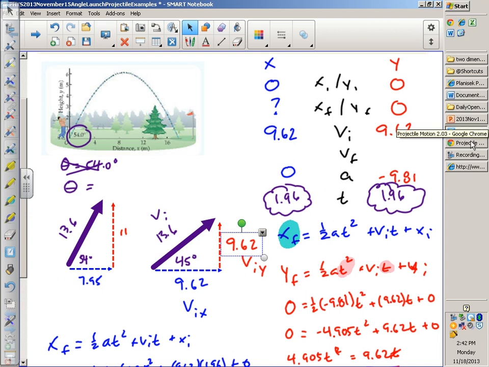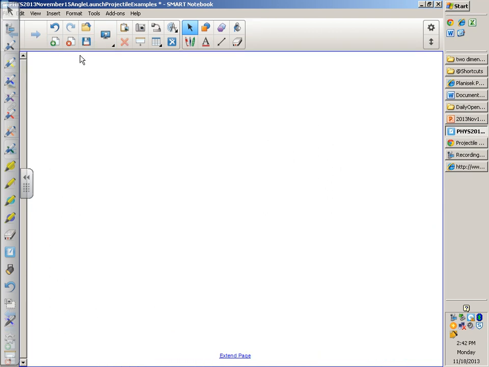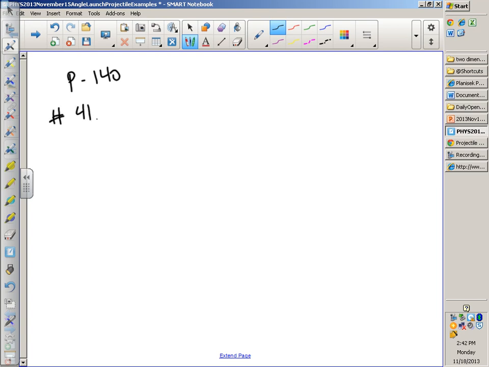So, to finish that up, in your book, on page 140, number 41 and 42 are examples that are similar to the ones that we just did. I will put them up here on the board real quick, and then I will write the answers so you know where to go here, okay? And then you have about 15 minutes left. We can work on those in class and hopefully get to where you need to get to. If you need help, I'll be around, okay?